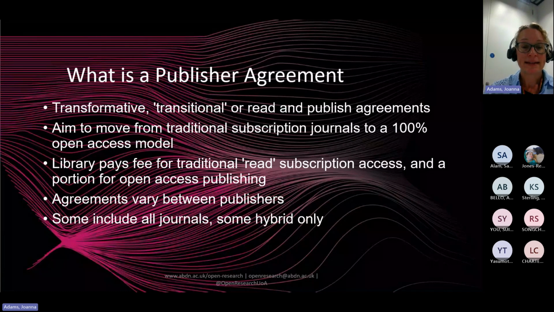Now, the way they work is the library will still pay a subscription or a read fee, but that should be lowered. And then we'll also pay a portion for open access publishing. And that should allow us to make all of our output in that journal for the year, or through the duration of the agreement, open access. Now, the agreements do vary between publishers. Some of them will include all of their journals. Some of them only include the hybrid journals and not the fully open access titles.